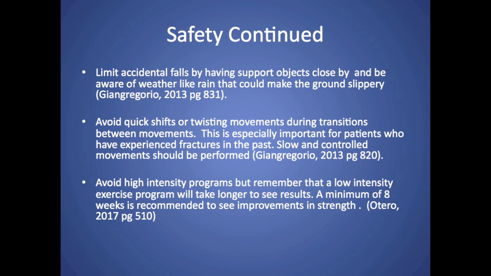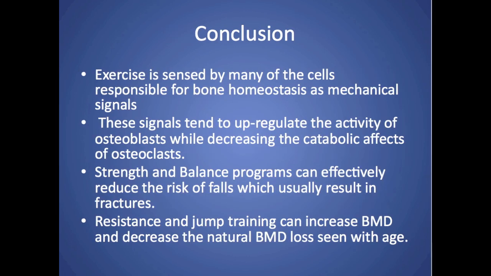You also want to avoid high intensity programs, but remember that a low intensity exercise program will take longer to see results. A minimum of 8 weeks is recommended to see improvements in strength. Alright, so to conclude this discussion, exercise is sensed by many of the cells responsible for bone homeostasis as mechanical signals, and these signals tend to upregulate the activity of osteoblasts while decreasing the catabolic effects of osteoclasts. Strength and balance programs can effectively reduce the risk of falls, which usually result in fractures, and a resistance and jump training program can increase bone mineral density and decrease the natural bone mineral density loss seen with age.